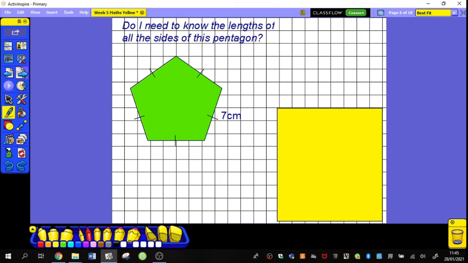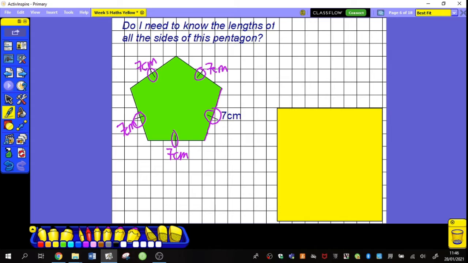Let's have a look at calculating the perimeter when I don't know all the sides. Or actually, do I? I can see here that this side is labelled 7 centimetres and it has a little line on it, which tells me that that side is the same length as all the other sides with those little lines on them. There, there, there, and there. You can see that all the sides have the same little lines, so they are all the same length. 7 centimetres here, 7 centimetres here, 7 there, and 7 centimetres there.